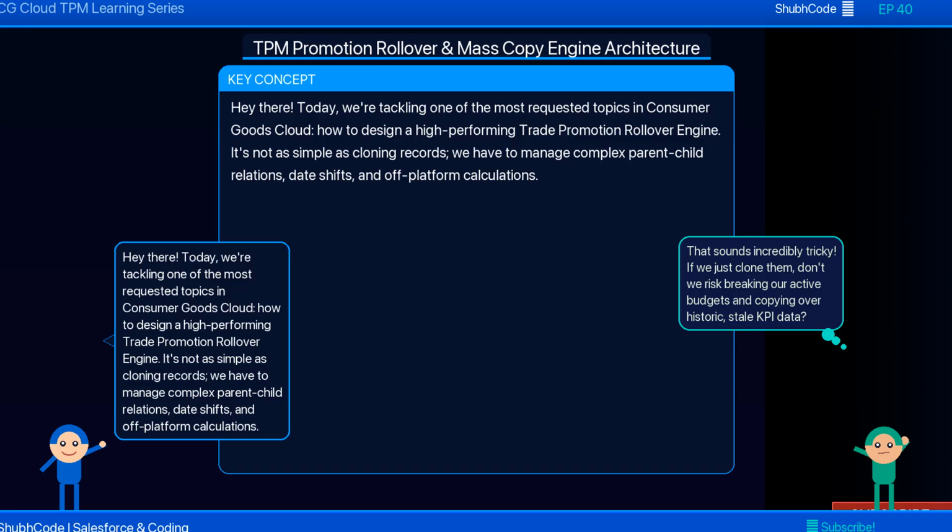That sounds incredibly tricky. If we just clone them, don't we risk breaking our active budgets and copying over historic, stale KPI data?